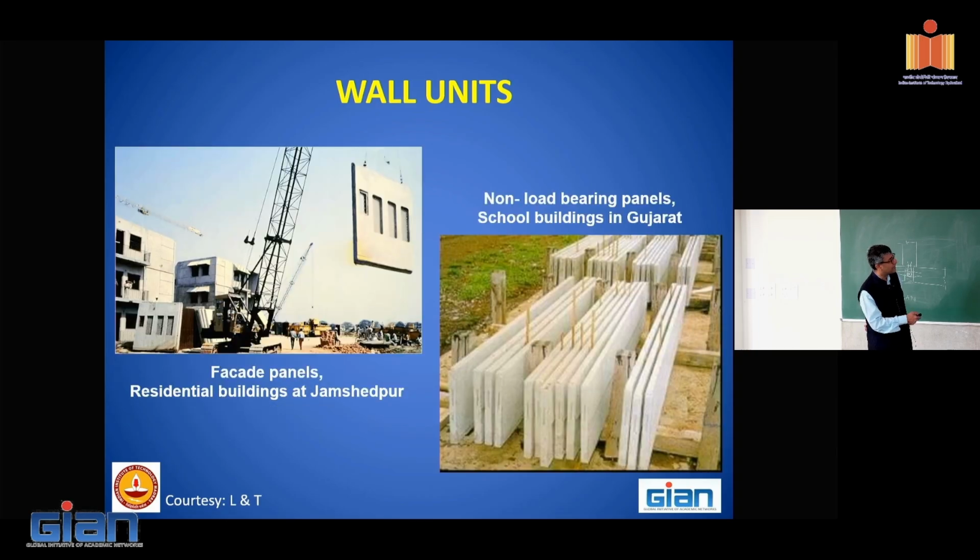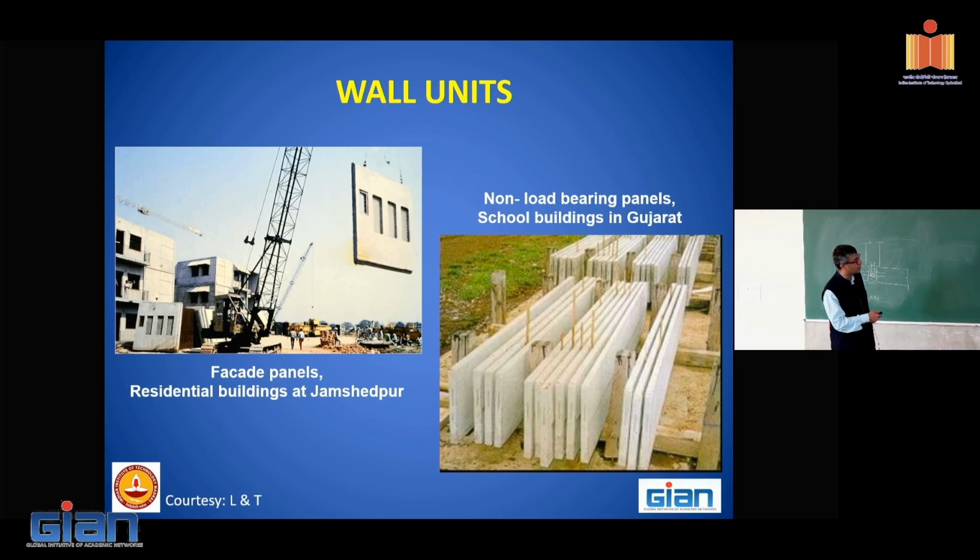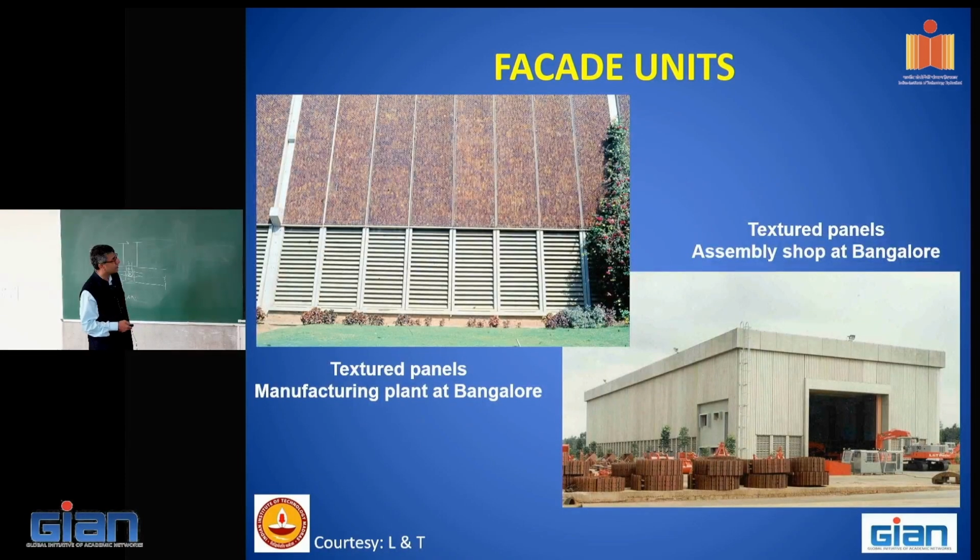These are some elements, old constructions from Jamshedpur, residential units. These are the school buildings. Now this is the textured finish. You can see this is called a beer bottle type of finish. This is a corrugated finish. And these are possible only with precast. You cannot do all this with cast in place.